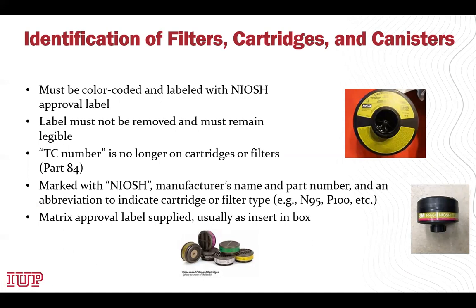Cartridges and filters and their identification. All filter cartridges and canisters used in the workplace must be labeled and color-coded with a NIOSH approved label. The label must not be removed and must remain legible. The TC number that used to be used is no longer used on cartridges or filters under 42 CFR Part 84. Marked with NIOSH, manufacturer's name, and part number, an abbreviation to indicate the cartridge or filter type, for example, N95, P100, etc. Matrix approval label supplied usually as an insert in the box.